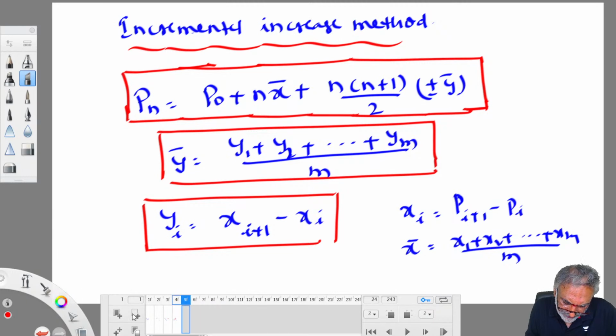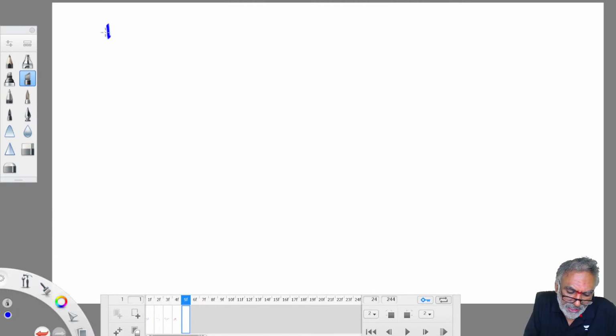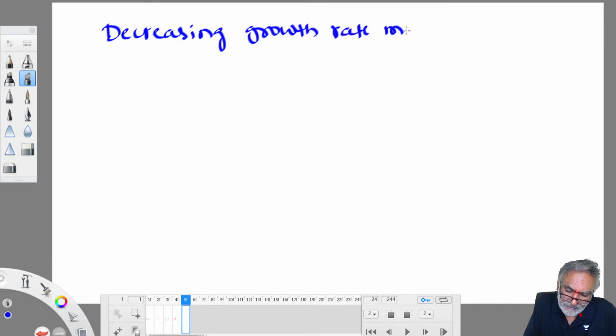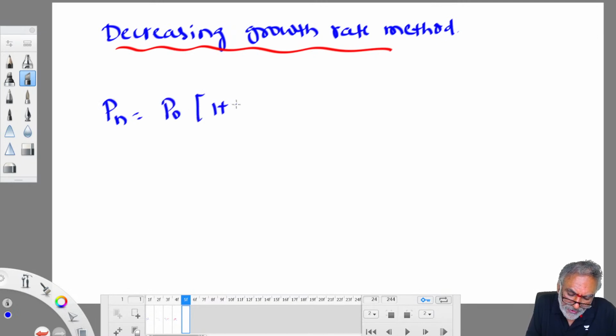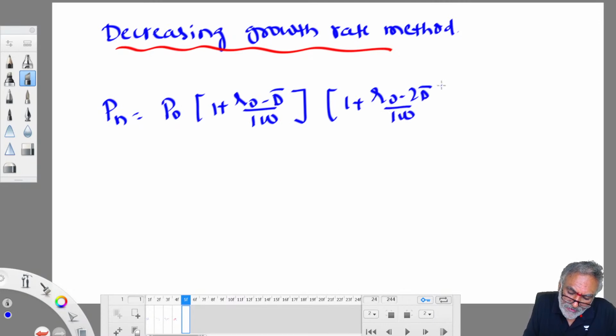The next method is the decreasing growth rate method, or decreasing rate of growth method. Anyway, you can answer. Here also you have to remember only the formula. So Pn is equal to P naught into 1 plus R naught minus D bar by 100. The extra thing is R naught. 1 plus R naught minus 2D bar by 100. We keep on writing like this up to the nth decade, R naught minus nD bar by 100. Okay? This is the equation which you are supposed to remember.